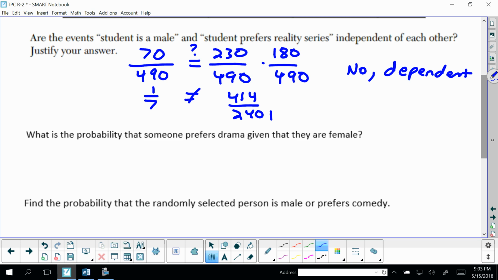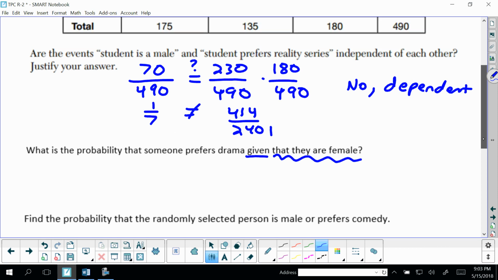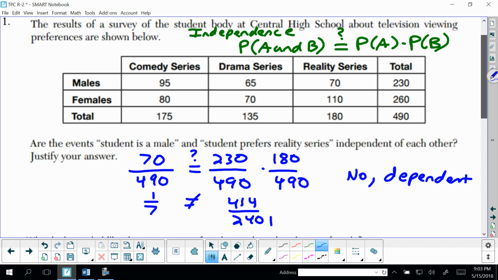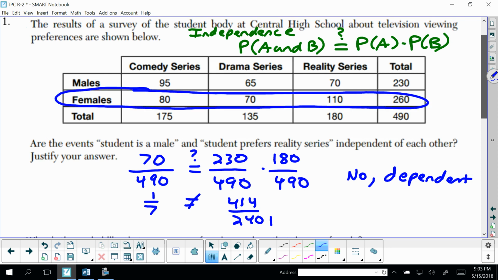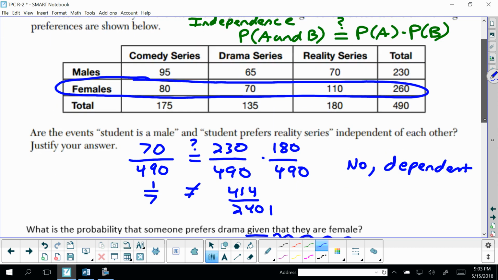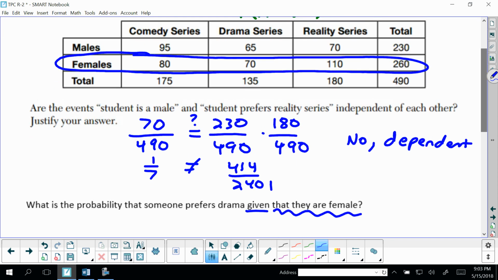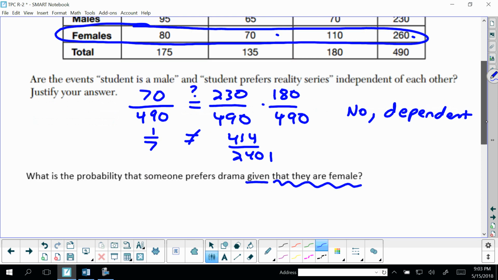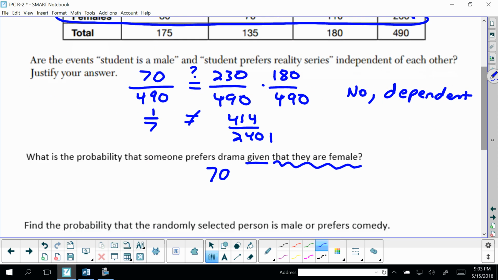Next up, we want to know what's the probability someone prefers drama given that they are female. Whenever you see that word given, whatever you are given is the row or column you should focus on. So we're given that they're female. That means we only want to focus on the female row. You should not take any numbers from anywhere except the female row. So only looking at the female row, what is the probability someone likes drama? Well, here's drama, there's our total. So we'll have 70 over 260. It's up to you if you want to reduce, but you don't have to.